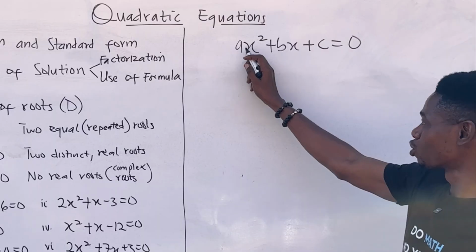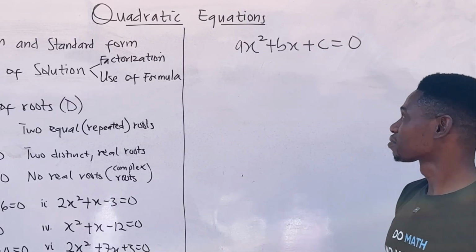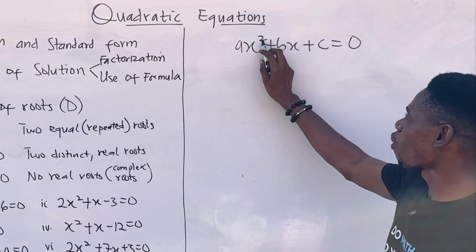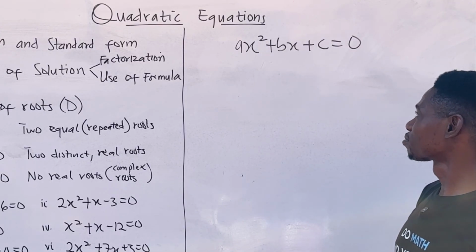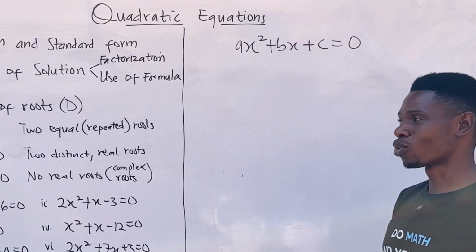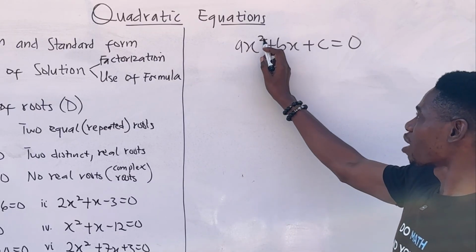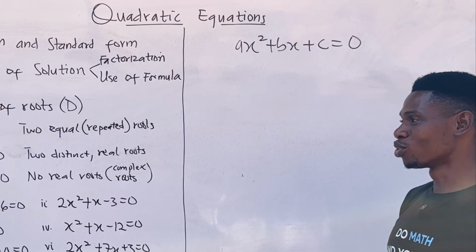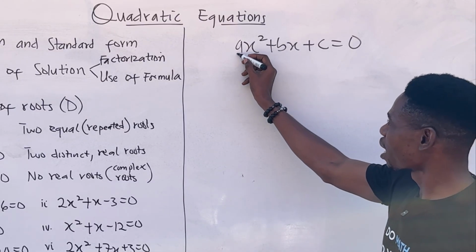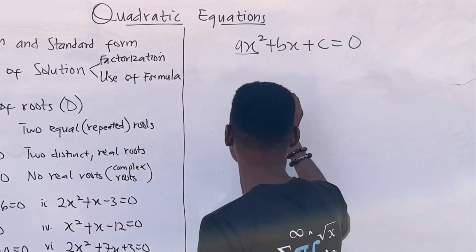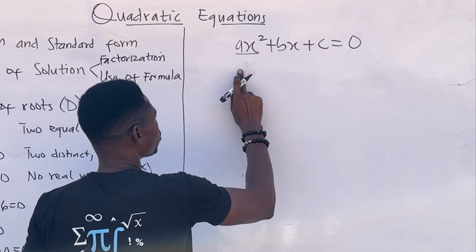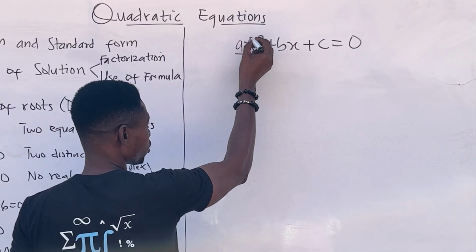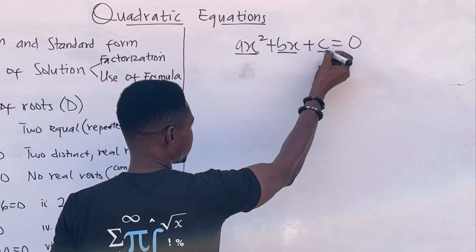So for the equation to look like this, one, it has the highest power as 2. So if the power is higher than 2, that's not a quadratic equation. And if you have a power less than 2, it's also not a quadratic equation. So you must have this, which we are going to call the leading. Okay, so watch, we have ax squared, bx, c.